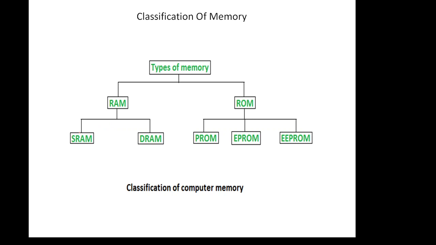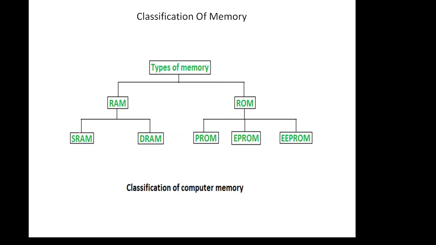So this is the classification of memory. In this classification, we are going to have the different types of memories in computer organization. This is the diagram representing the different types of memories in computer organization. Here the first ones are RAM and ROM. So what do you mean by RAM? RAM is nothing but random access memory.